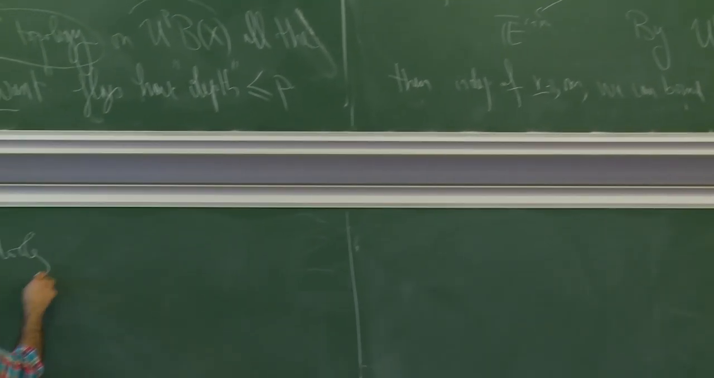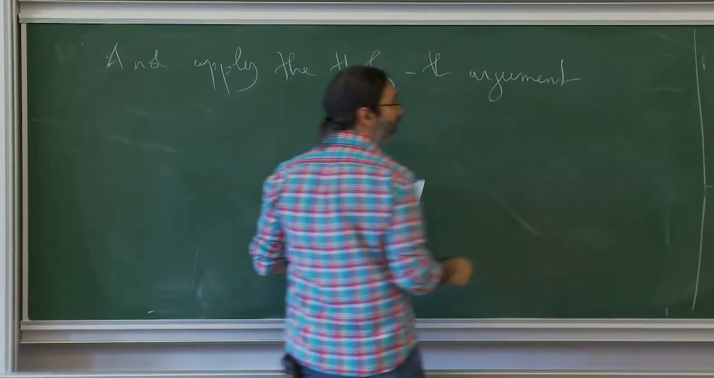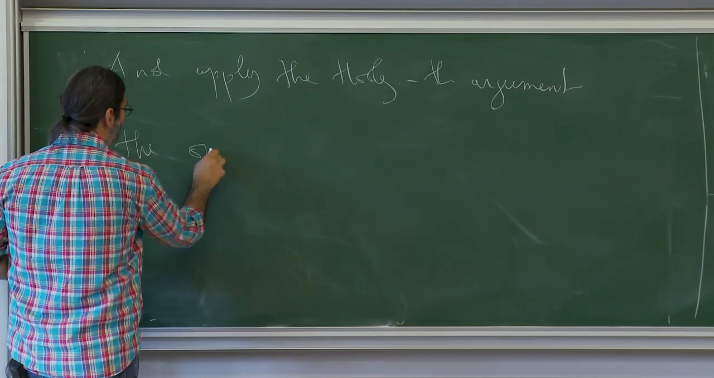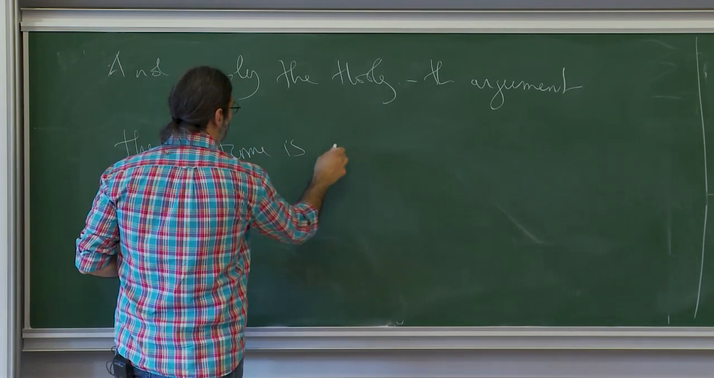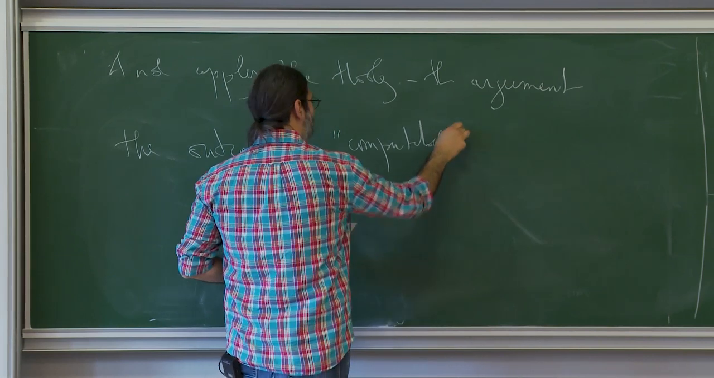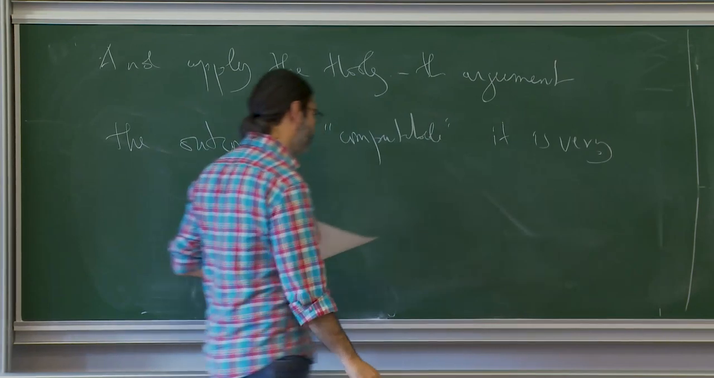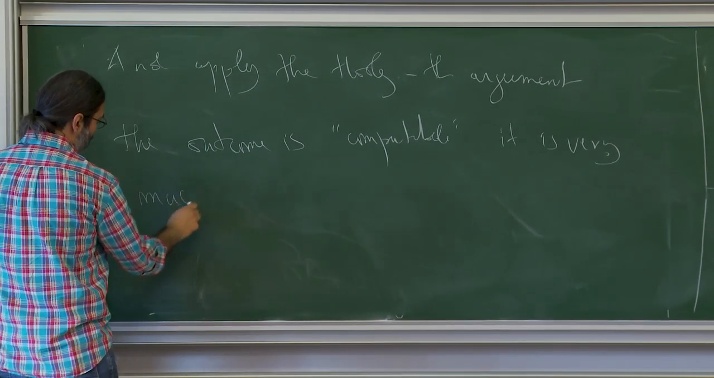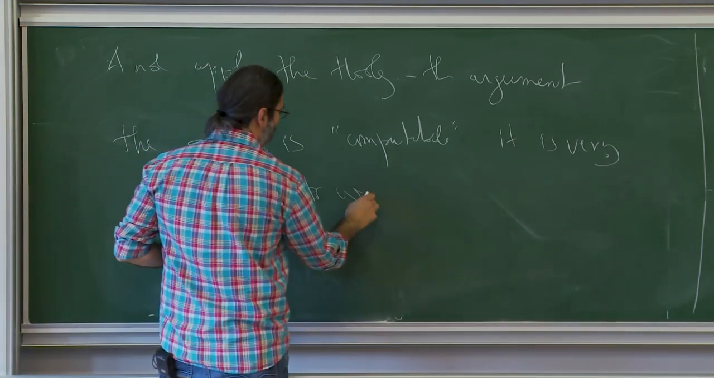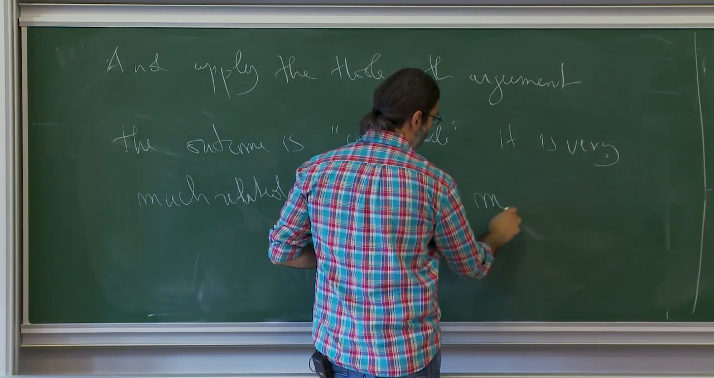The Hodge theoretic argument, and we get to an answer. And the outcome is computable. And it is very much related to weight p motivic cohomology.